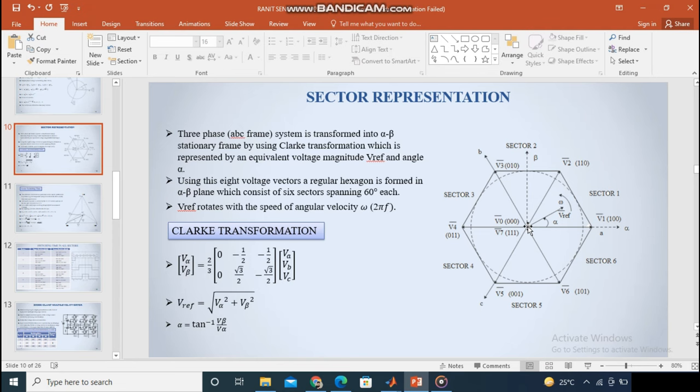So this is how you can design a space vector pulse width modulation for a three-phase inverter circuit.